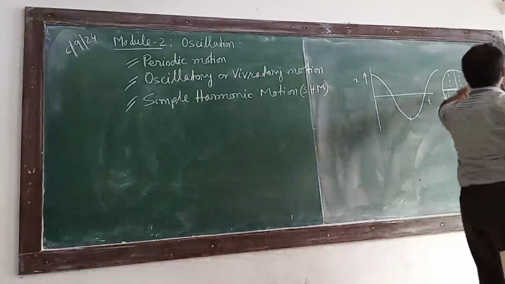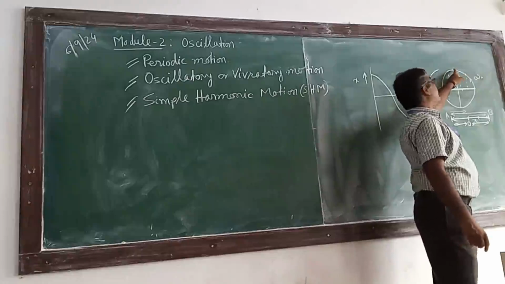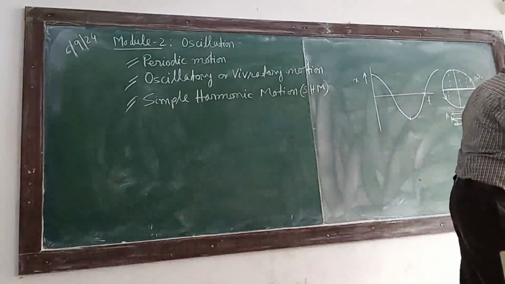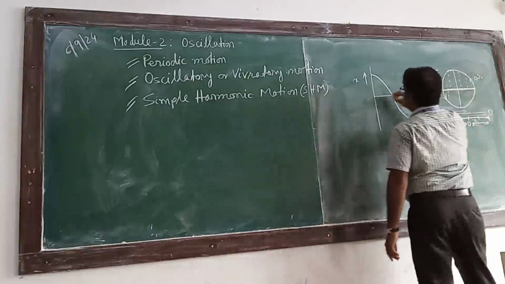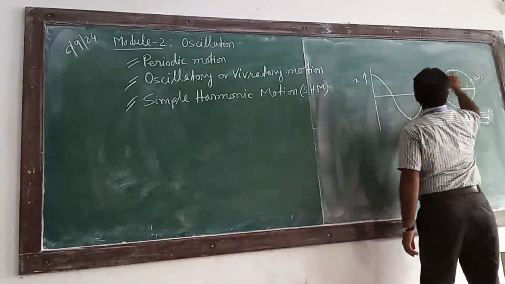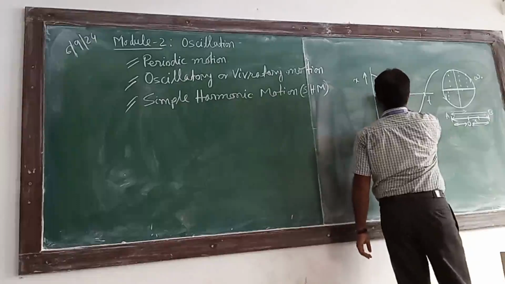If the particle starts from here, then the foot is here. If the particle starts from here, then the foot is there. That means it starts from 0 now. Then when it comes here, it is negative. So it goes in this direction first.